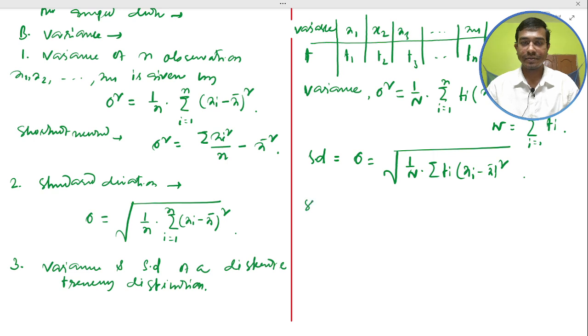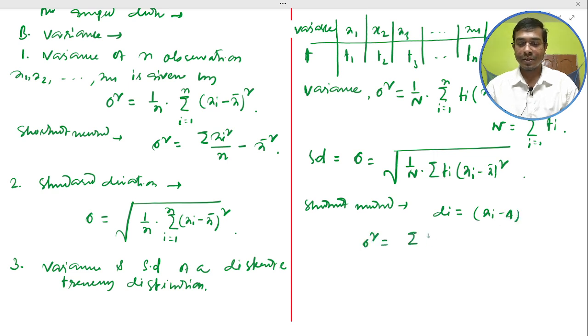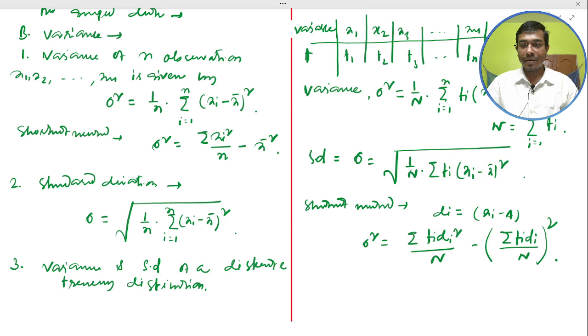And the shortcut method here: let A be the assumed mean, and let di, the deviation, be xi minus A. Then sigma square will be the summation over fi di square by capital N, minus the summation fi di divided by capital N, whole square. This is the shortcut method.